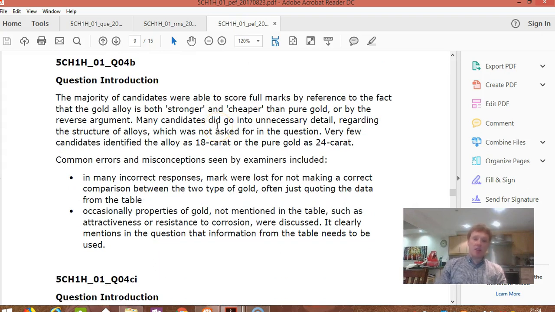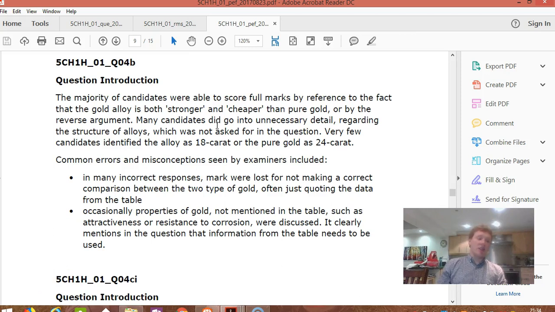Most candidates scored 4 marks by reference to the fact that the gold alloy is both stronger and cheaper than pure gold, or by the reverse argument, as in pure gold is more expensive and weaker. Many candidates did go into unnecessary detail regarding the structure of alloys, which is not asked in the question. Very few candidates identified the alloy as 18 karat gold or pure gold as 24 karat.